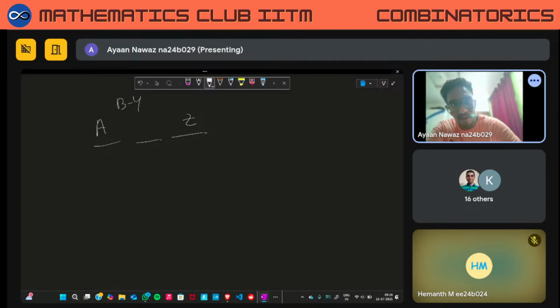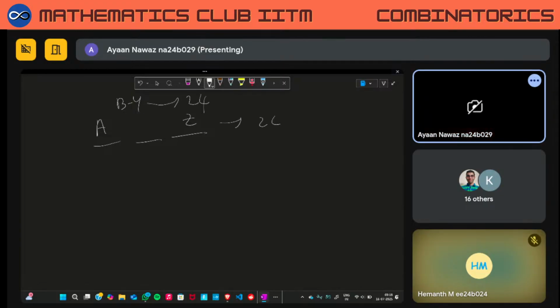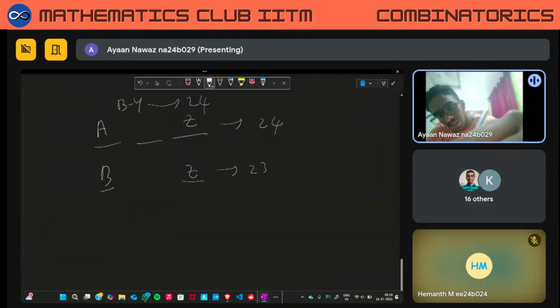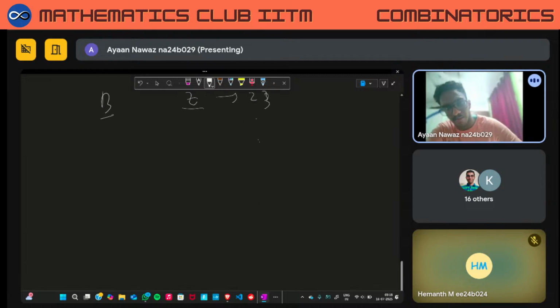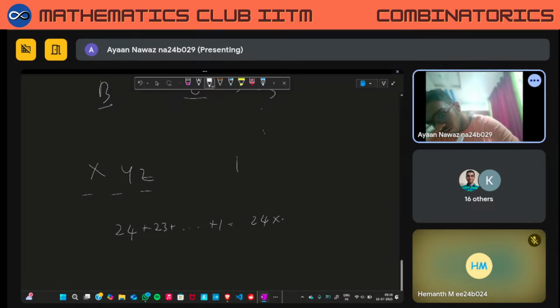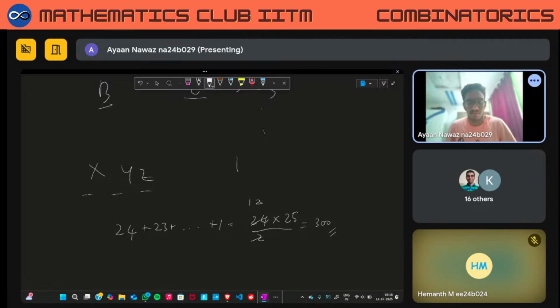So we'll have 24 choices for A and Z as first and last letters. For B and Z, we'll have 23 choices, and so on. The last one will be one choice, that is X, Y, and Z. This is the last possible choice. So the total number of choices will be 24 plus 23 plus and so on plus 1, the sum of natural numbers from 1 to 24. That is 24 into 25 by 2, that is 300. So 300 is your answer.